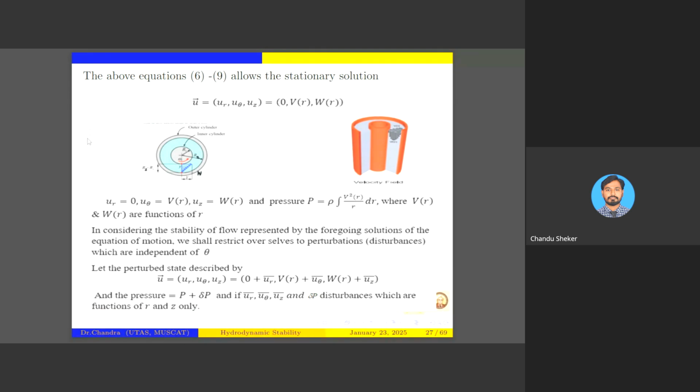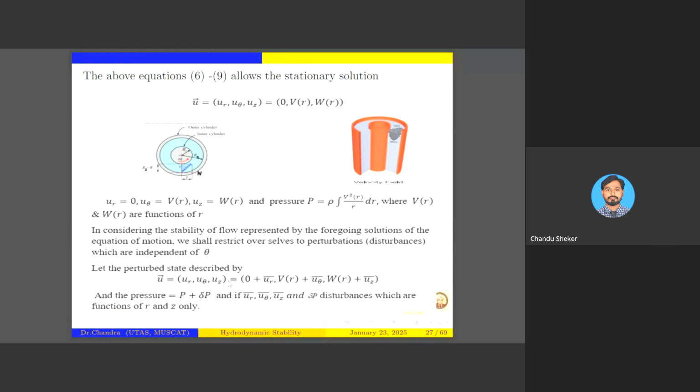Now similarly, p is equal to rho into the integral of v square by r dr. So finally these are all functions of r. We are assuming these values are functions of r, and we are saying that the perturbations, meaning the disturbances, are very small and independent of theta. Let us assume there is a small disturbance in the flow.